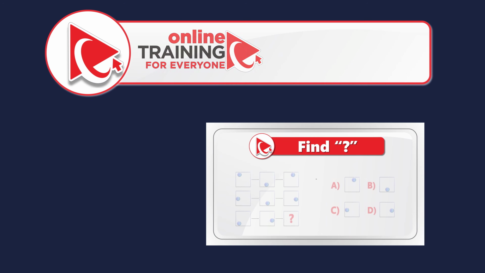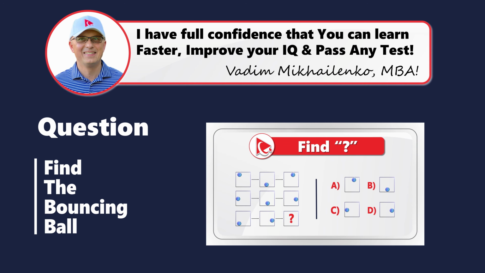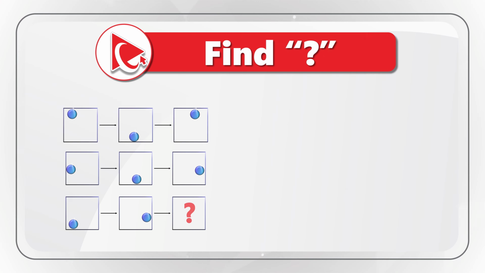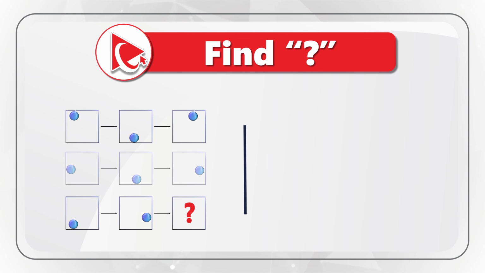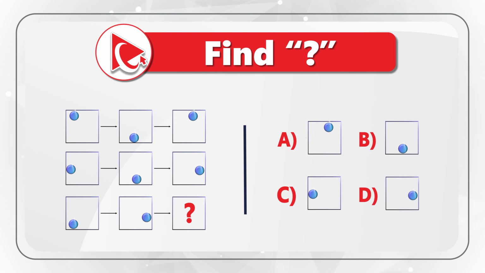I love this question because it really boosts your IQ and improves your intelligence. You're presented with 3 rows of objects. Each object represents a square and circle inside. You need to select the missing object out of 4 possible choices, choices A, B, C, and D. Take a close look to see if you can come up with the solution.